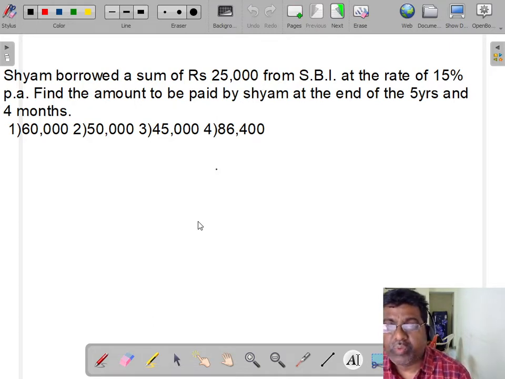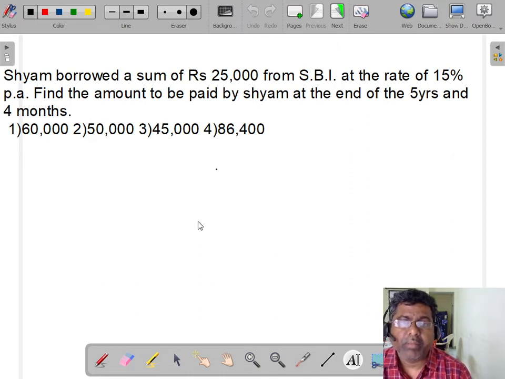This topic will be useful for all competitive examinations like Group 1, Group 2, Bank, SSC, Railways. 100% it will be definitely useful. These are the basic things in simple interest. Today we can see the next problem.